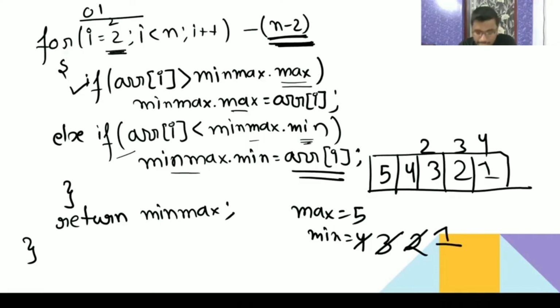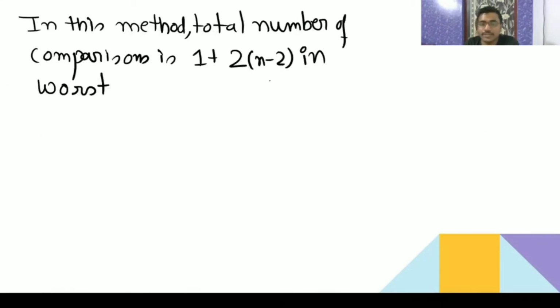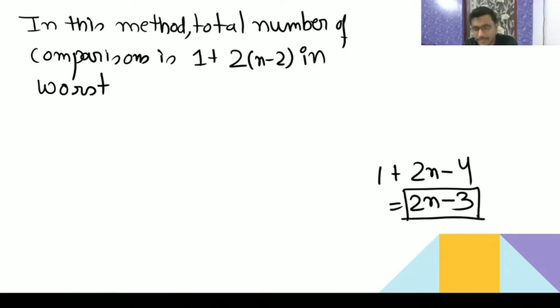So if the elements are in decreasing order, then you are doing both comparisons every time, so in the worst case you get that many comparisons. This 1 plus 2 into n minus 2, that is 2n minus 3. In the worst case, you are getting 2n minus 3 comparisons. Okay, am I clear? Please let me know whether it is clear or not.